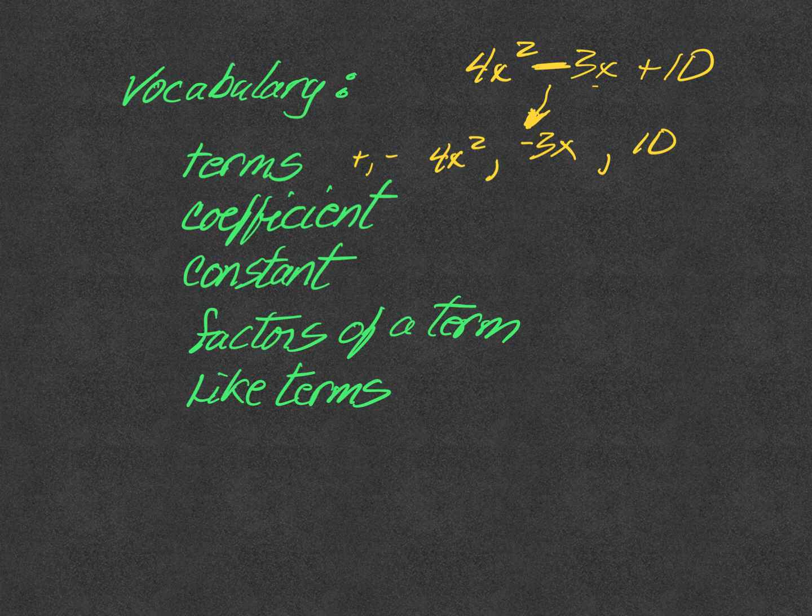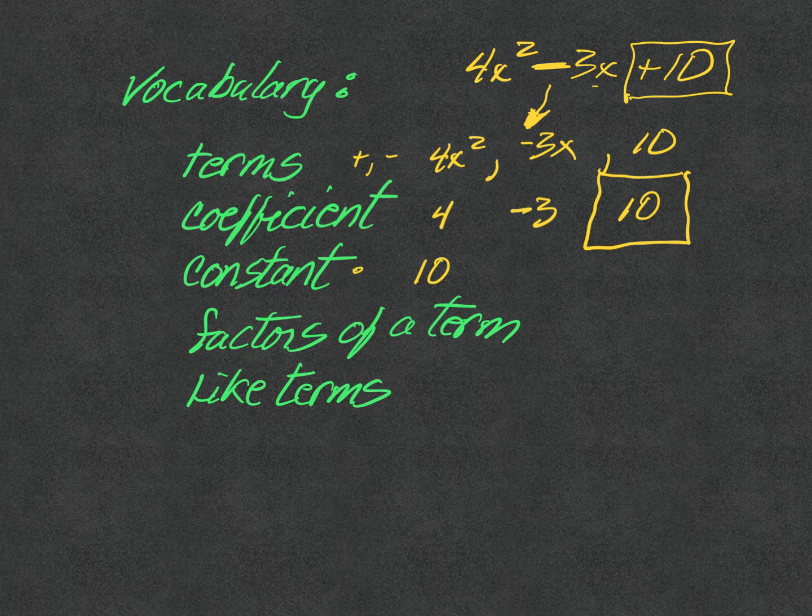A coefficient. A coefficient is the number times the variable. So the coefficient of the term 4x squared is 4. The coefficient of the term negative 3x is negative 3. And the coefficient of 10 is just 10. Now, this did not have a variable part, okay? And so we give it a special name since it doesn't have a variable part. We call it a constant term, okay?